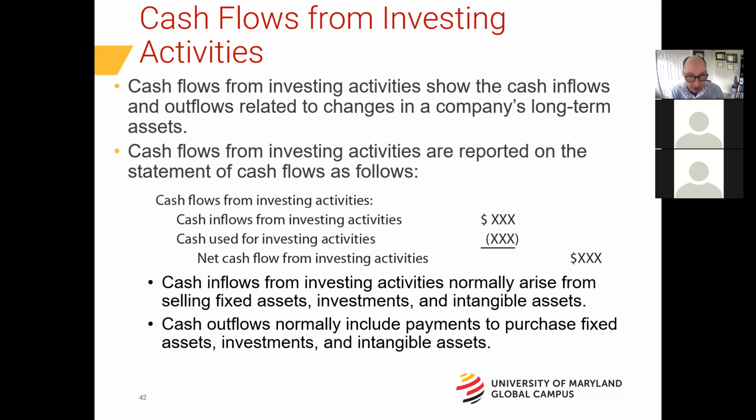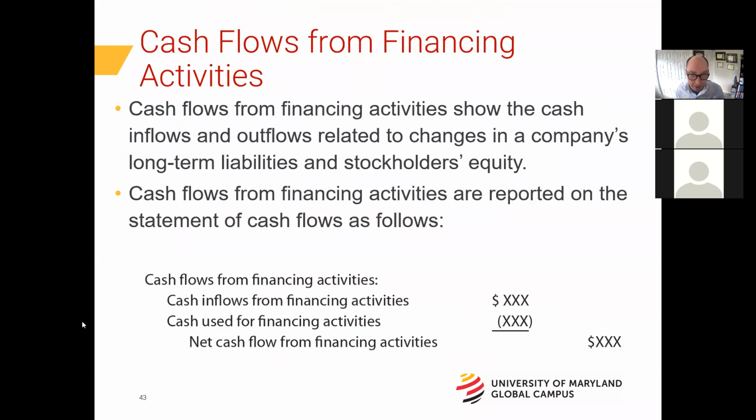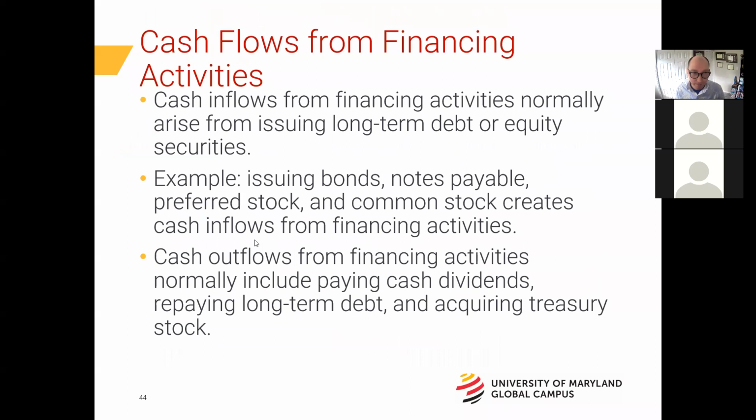So that's operating activities. Investing and financing activities are relatively the same. We show cash coming in minus cash going out equals net cash flow for investing and financing activities. And so that will be the same for both the direct and the indirect methods. So really the only difference between the two is going to be shown in the operating activities.